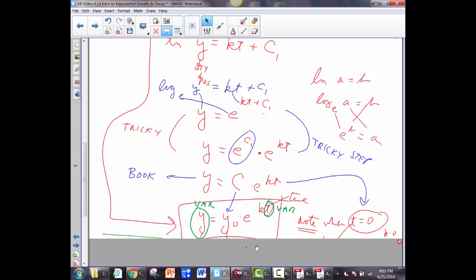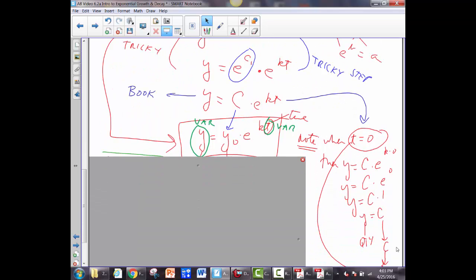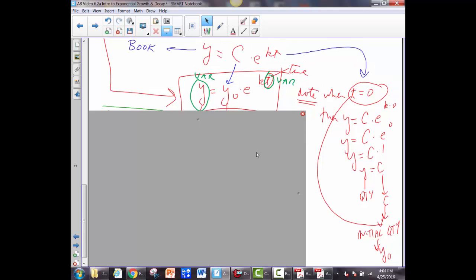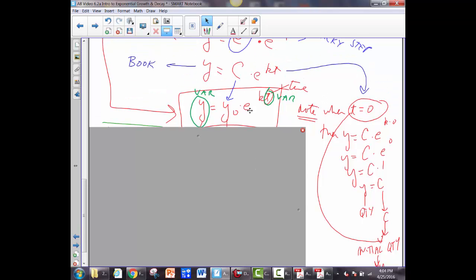So what you find out is that when you let t equal 0, that number c is actually the quantity at time 0, which makes it the initial quantity, and I prefer to write it as y equals y0 times e to the kt, because that just makes it more obvious to me that this is the initial amount. So the amount of stuff will equal the initial amount of stuff times e to the power of k, of t.